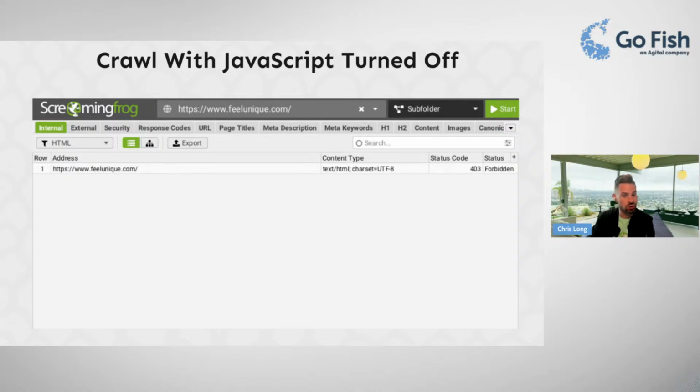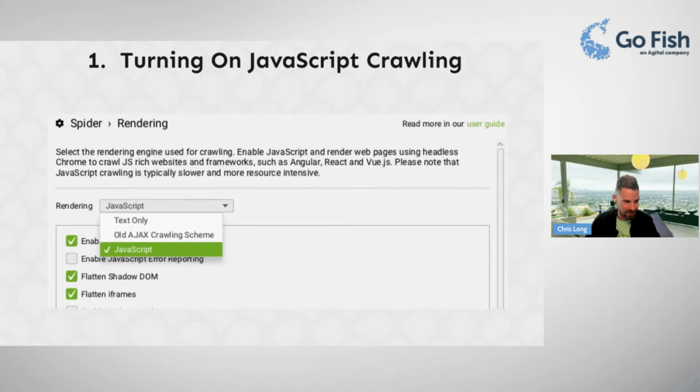Because if all the links are loaded through JavaScript, Screaming Frog needs to execute that JavaScript, similar to how Google would, in order to find that content. So if you have a JavaScript site and you want to know exactly how Google sees your site, you can set up Screaming Frog to emulate how search engines actually see your site in a very similar fashion. What you need to do is go into your spider rendering section and change it from old Ajax crawling scheme. There's an actual JavaScript selection you can make, right?